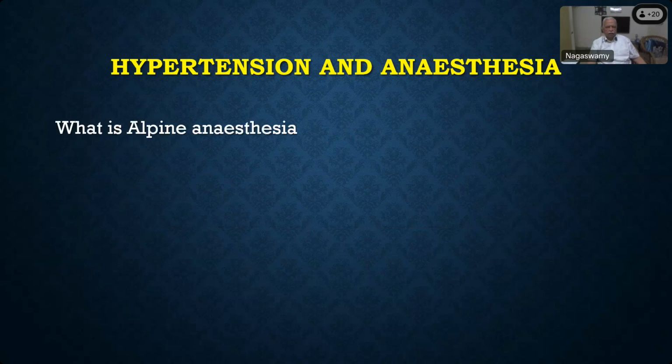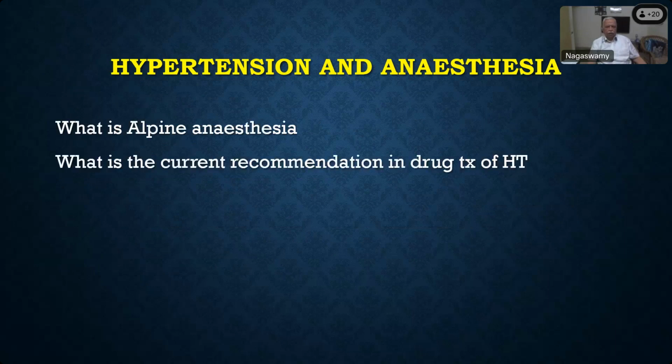Then what is alpine anesthesia? We discussed it in the last class. That's about how the swings happen. And what is the current recommendation in the drug treatment? Just to recapitulate, can you tell me the recommendation of drug treatment? Below 55 and above 55. What is the drug of choice for patients below 55? Below 55, it is ACE inhibitors and or ARBs. Above 55, calcium channel blockers. Lastly, only cardioselective beta blockers.